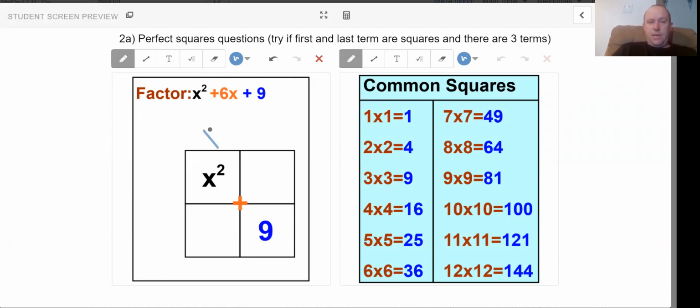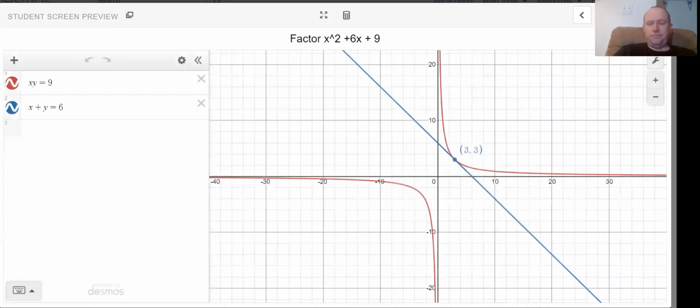I know the signs are the same, and I'm trying to get positive 6. So x and 3, and I'm done. If you want to just fill in the rest of the grid just to make sure that this does work, you will actually see, look, 3x plus 3x is 6x, and I got my 9, so I know this is the correct answer.